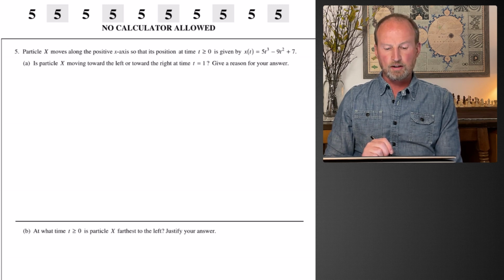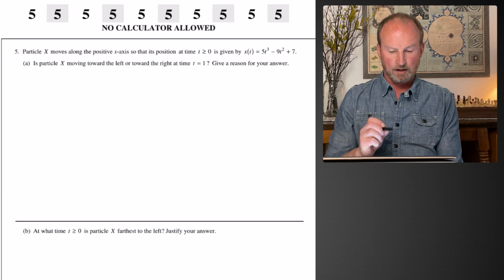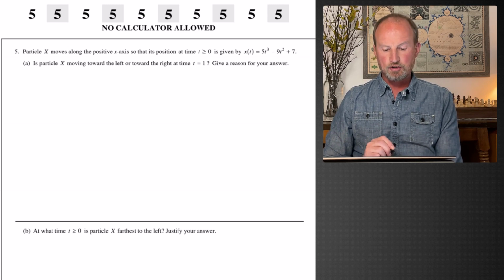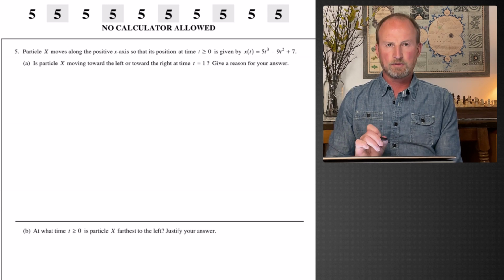Particle x moves along the positive x-axis so that its position at time t greater than 0 is given by that big equation. Is the particle moving towards the left or towards the right? When you read this kind of question, there are a lot of these kinds of questions on the tests.